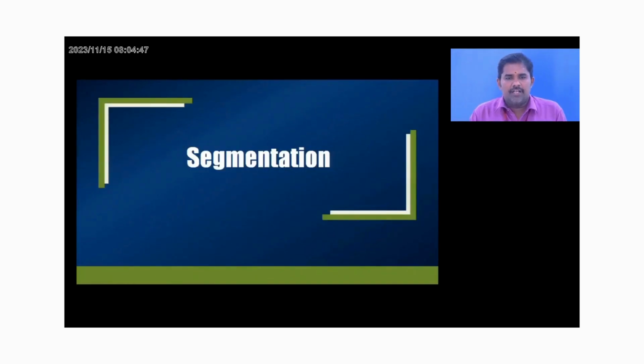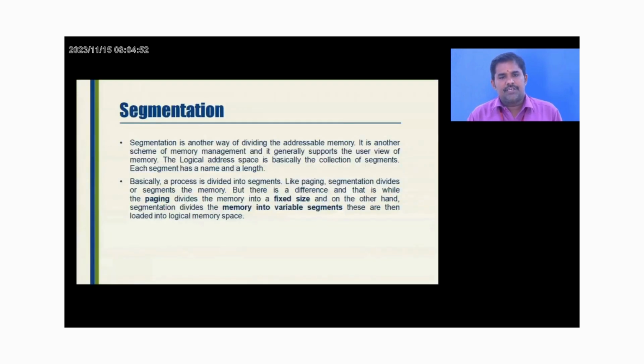Welcome, you all. In this video, we are discussing the topic of segmentation. Segmentation is another way of dividing the addressable memory. It is another scheme of memory management, and it generally supports the user view of memory. The logical address space is basically a collection of segments. Each segment has a name and length.